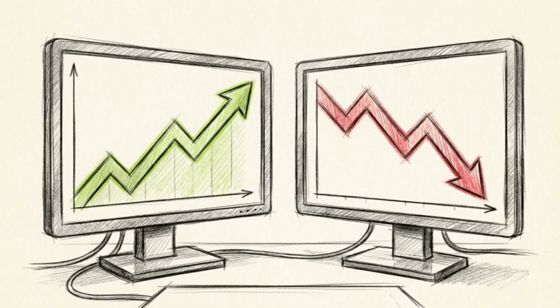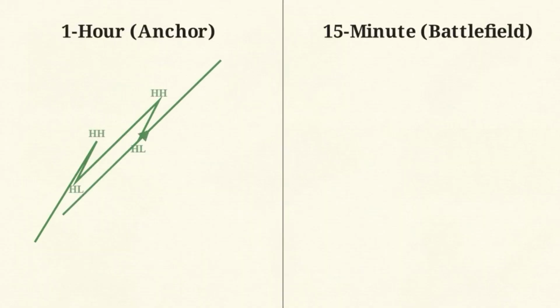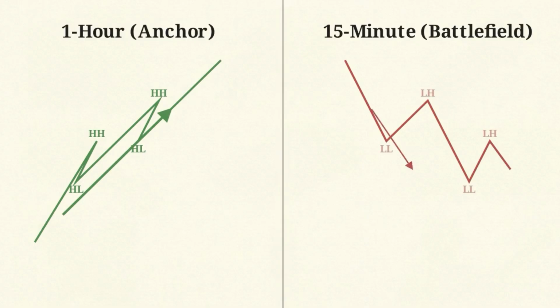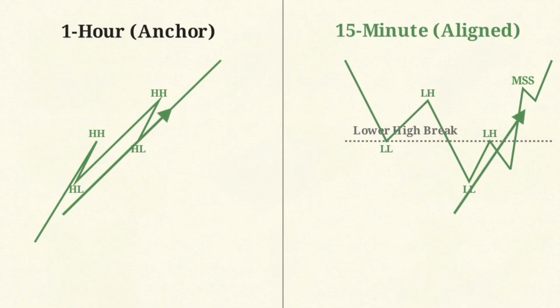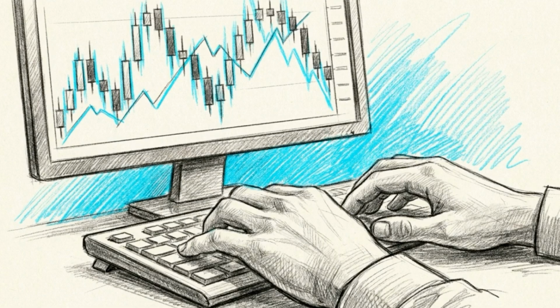Step 4 addresses a major point of confusion, the moment when your higher time frame and medium time frame show completely opposite trends. Look at this split screen. The 1-hour anchor is bullish, but the 15-minute displays a downtrend, direct conflict. This opposing move is just manipulation, designed to trick sellers. You must wait for the 15-minute structure to break its lower high, shifting back into bullish alignment. Recognizing this manipulation instead of reacting with FOMO allows you to remain patient until the lower timeframe structure actually aligns with the primary trend.